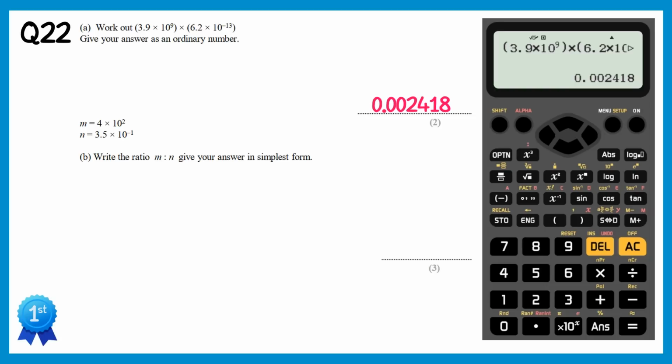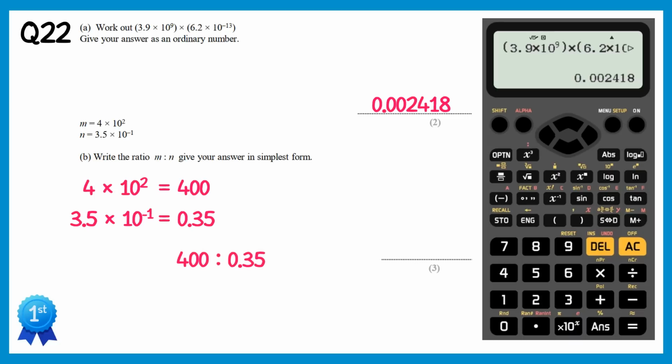For part B of this question, we need to write the ratio m to n. Let's convert these to ordinary numbers first. So m is 4 times 10 squared, which is just 4 times 100, so 400, and n is 3.5 times 10 to the negative 1. So we need to move all of those digits one place to the right, so 0.35. So the ratio is 400 to 0.35.